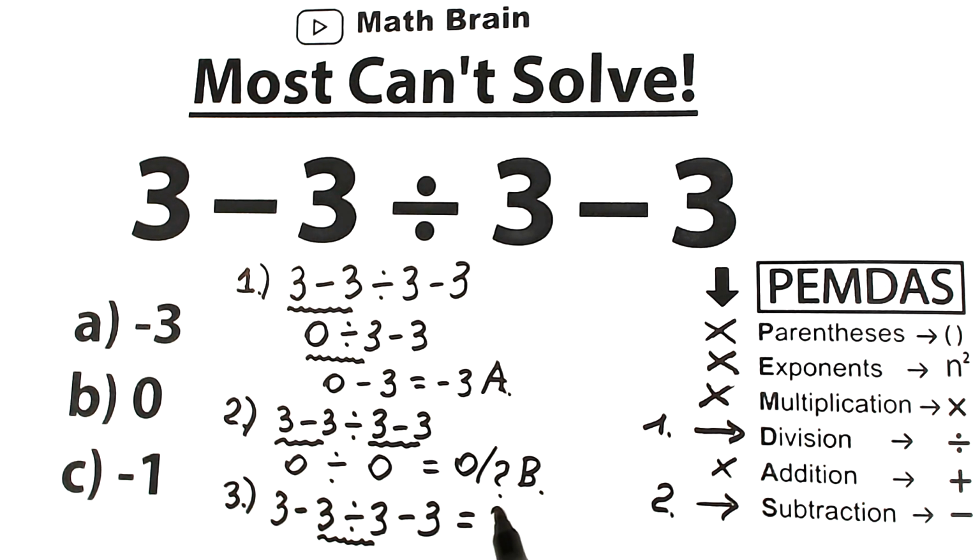So what do we have right here? 3 minus 3 divided by 3, which is equal to 1, and minus 3. Okay, right now very basic subtraction. As I told you before, our last step is subtraction, so 3 minus 1 minus 3 is equal to minus 1, and this is option C.